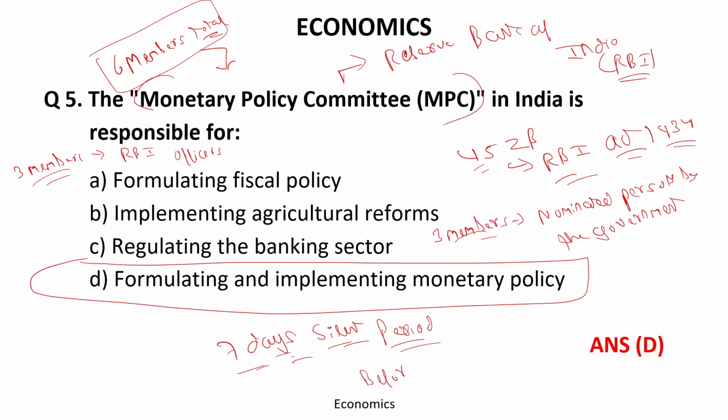Before and after the policy. Okay, they have the 7 days silent period before and after the policy. All right. Now, what is the meaning of silent period? It means they do not talk about the policy which is going to be made, so that privacy and confidentiality can be protected.